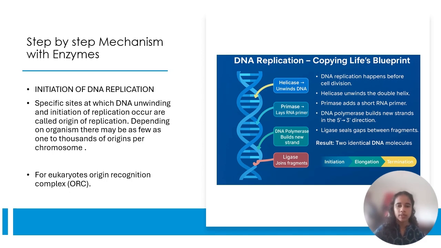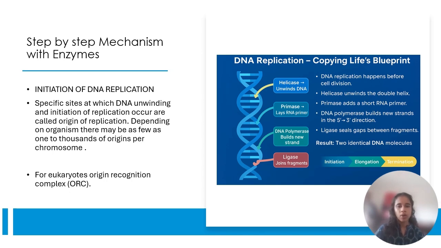But in eukaryotes, since the genomic DNA is linearly arranged and more complex, you can have thousands of origins of replication. You can find them in a single chromosome itself. For eukaryotes, this site is called the origin recognition complex, or ORC. In the case of prokaryotes, you have something called DnaA, which is responsible for that.